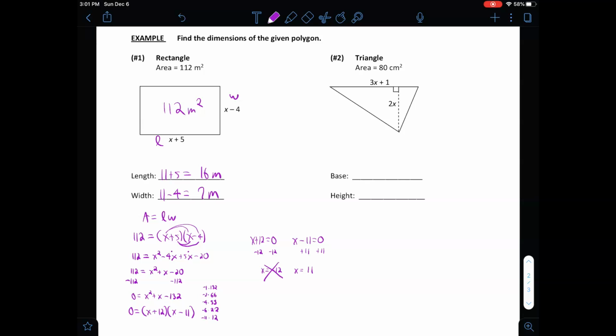Okay, let's do number 2 now. I'm going to do this on the next page here. Hopefully that's an option for you. If not, I apologize. So now we're looking for the area of a triangle.